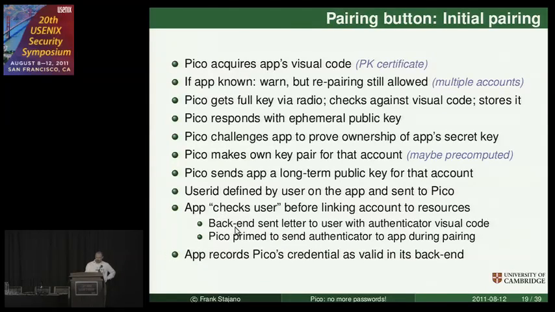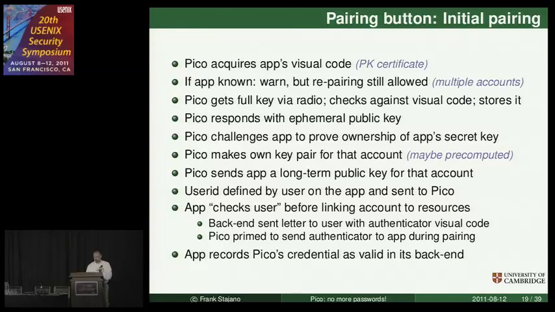So the backend of the app will have sent some paper letter to the user with another authenticator. So it will have two visual codes. One that says this is a nonce that will prove that you have received this letter. And this is the visual code of the app that you will then see when you go to press the pairing button for the initial pairing with us. And so, dear Pico, acquire these two codes and only show the nonce when you are pairing with this thing of the other code, which is the one representing the bank.